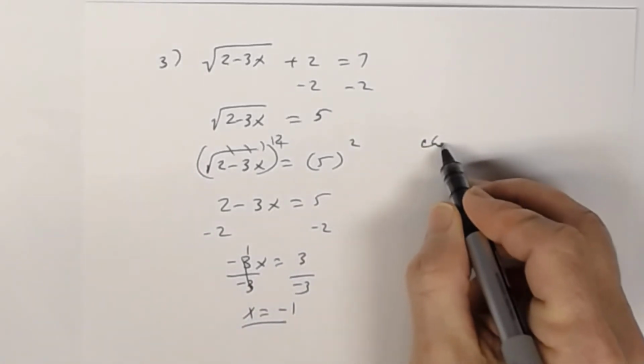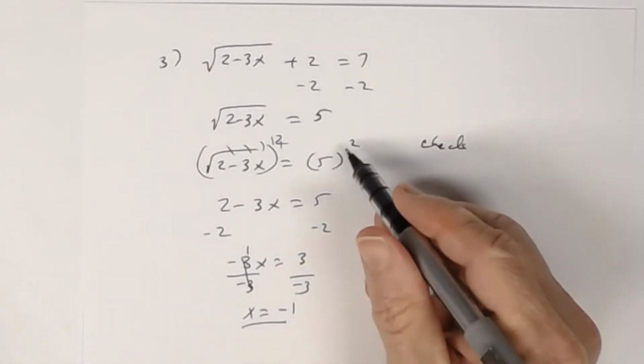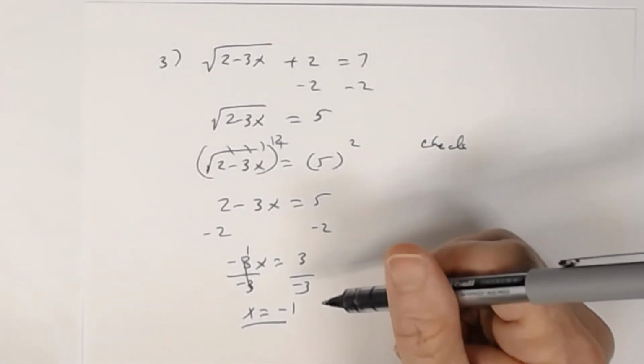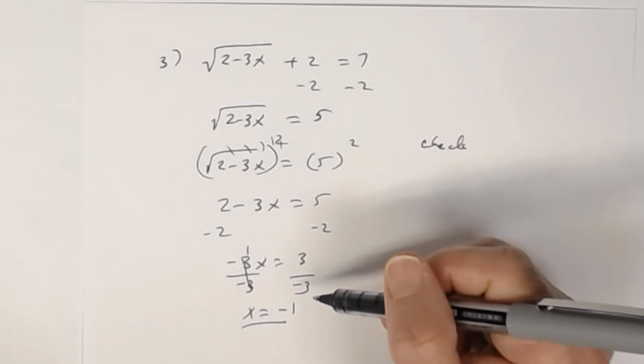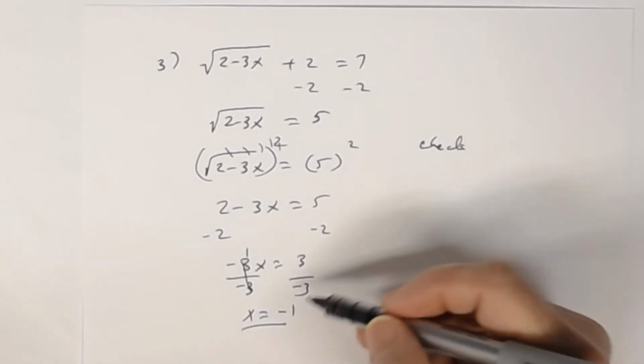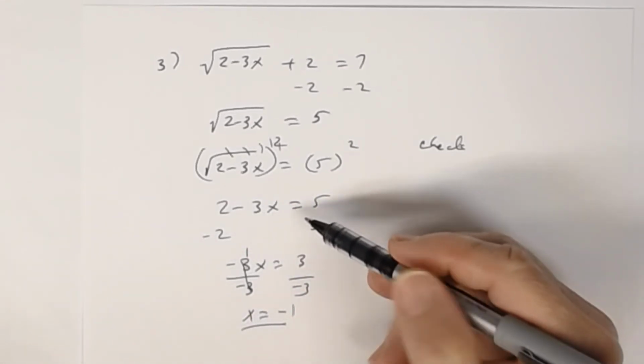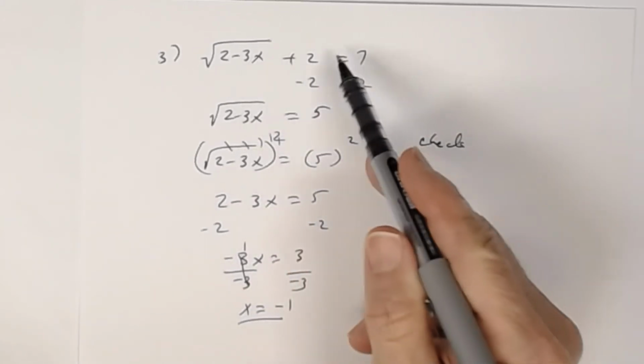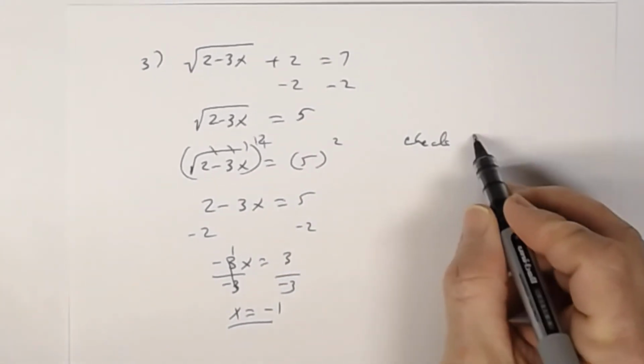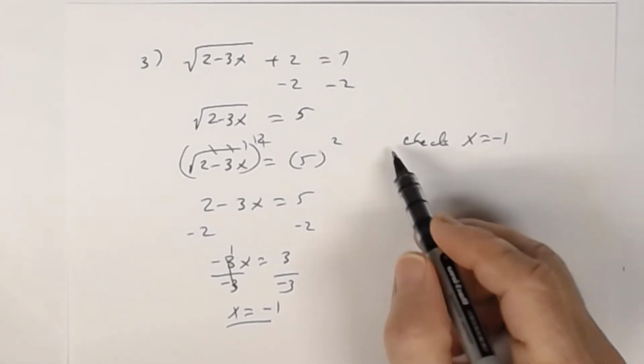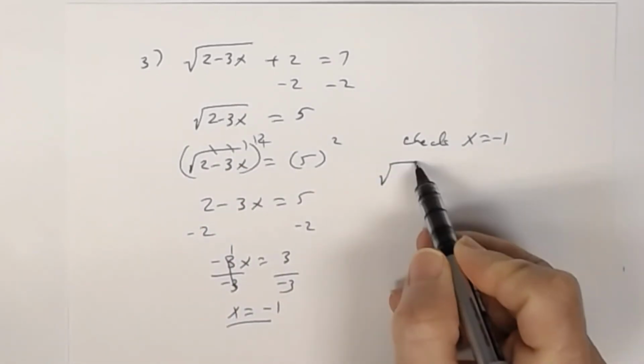So always go back and check this, because I raised both sides to an even power, so I could have introduced extraneous solutions, so false solutions. So notice that x equal negative 1 is a solution to the linear equation, but the question is, is it a solution to this square root equation? So let's check x equal negative 1. So let's go ahead and rewrite the original problem. Always go back to the original.